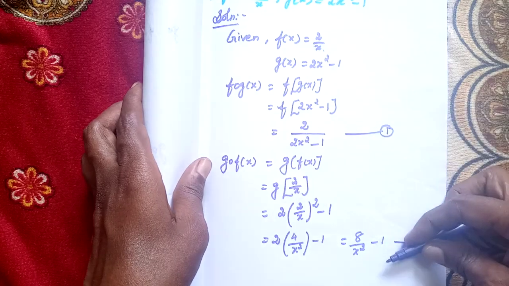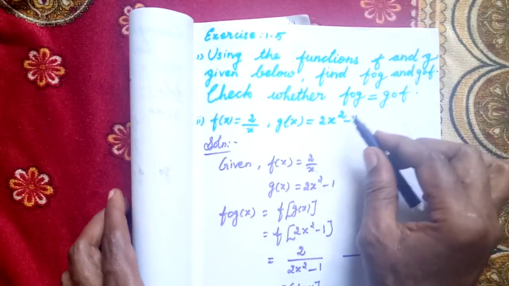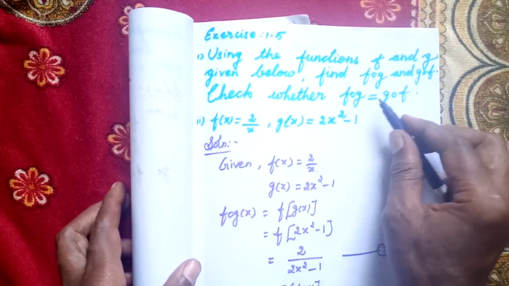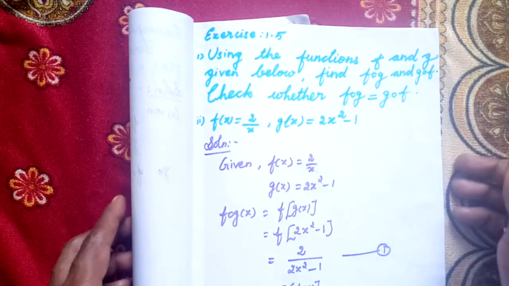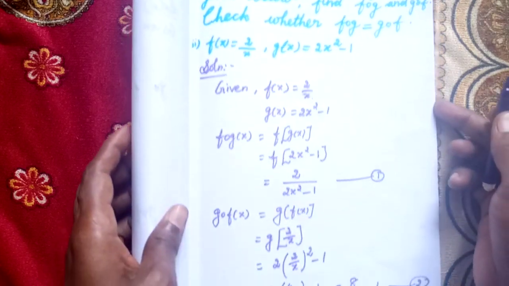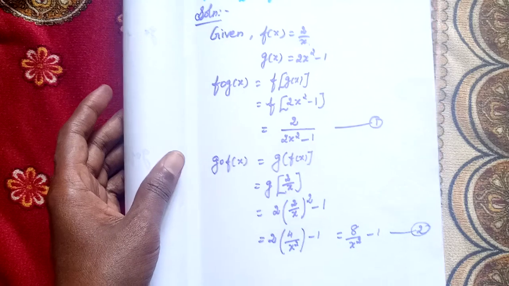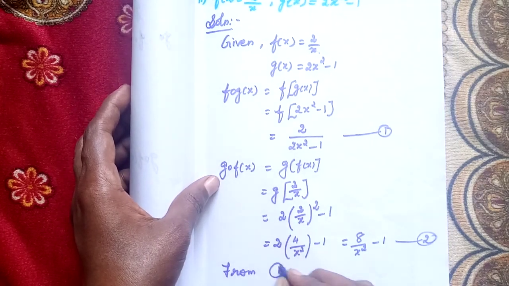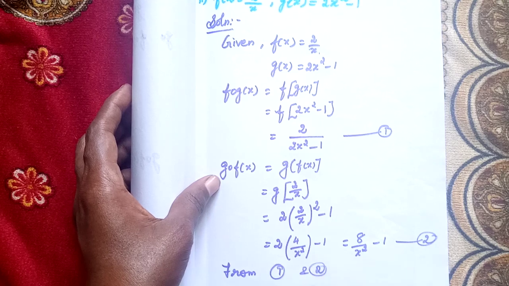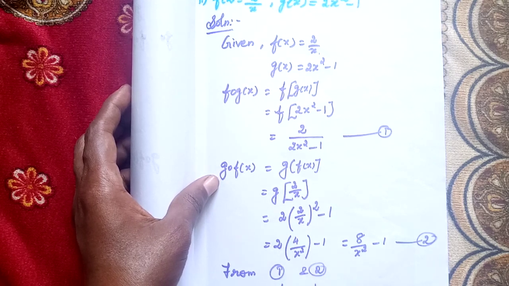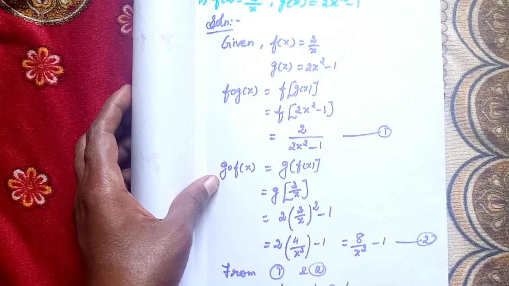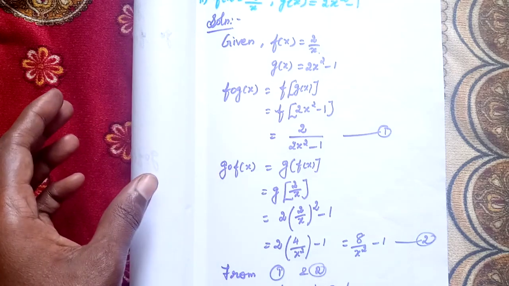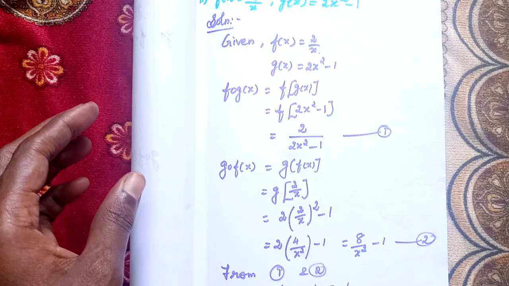Whether equation 1 and 2 are equal? Second question: check whether f composite g is equal to g composite f. Whether it is equal or not equal? From 1 and 2, f composite g is not equal to g composite f. Have you all understood this? Any doubt? Okay.